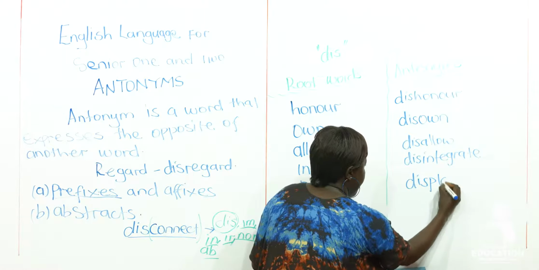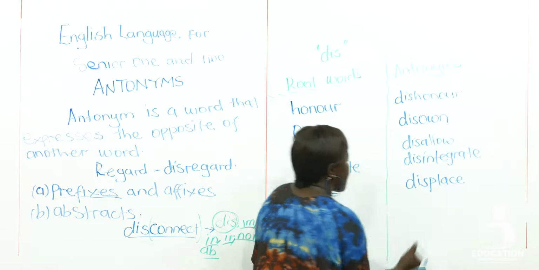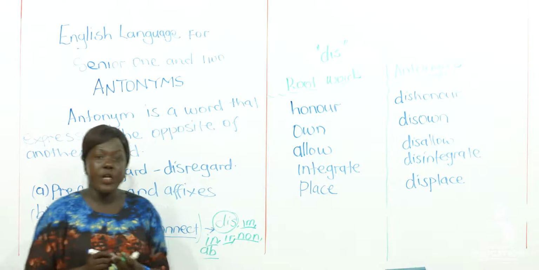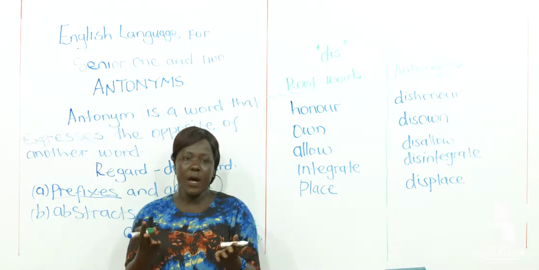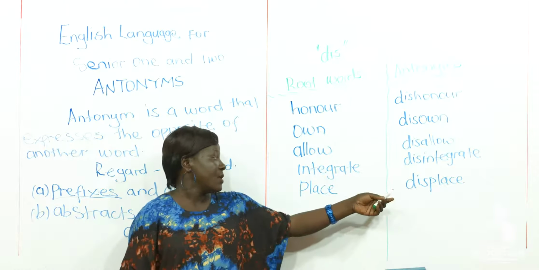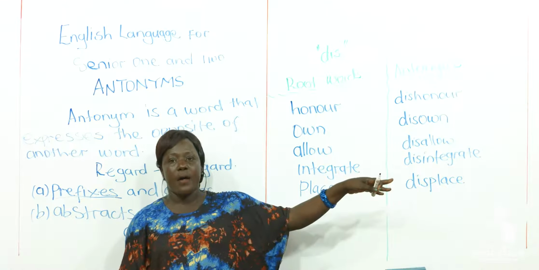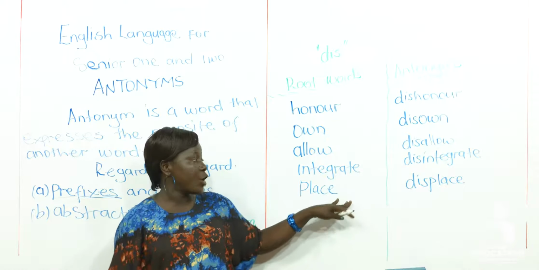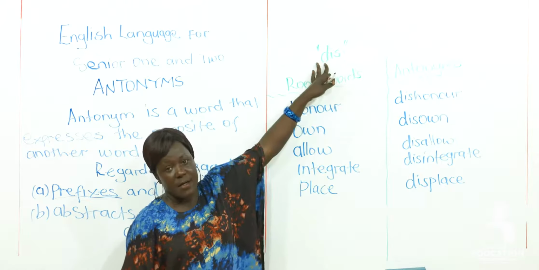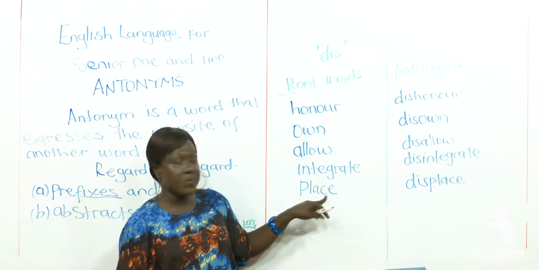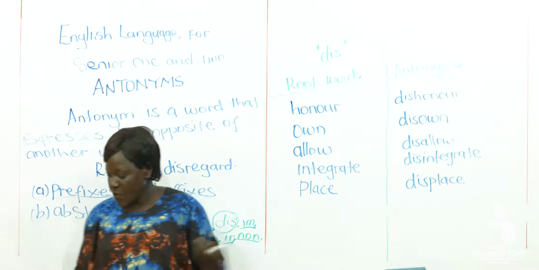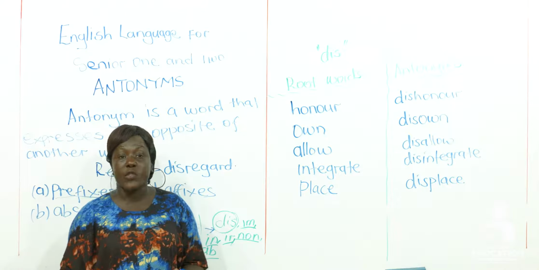Displace. So you can say, don't displace my ruler from the table, instead of saying don't place my ruler. Avoid the word not by using this to mean the opposite of this root place. Just like in the word compose.